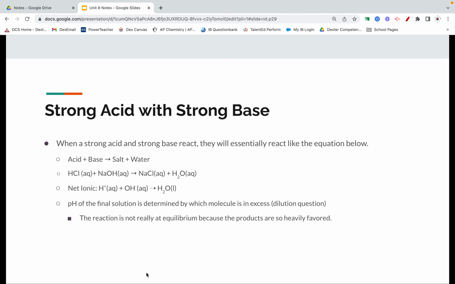pH is always determined by which one is in excess, so it becomes a dilution question. We're trying to find the pH of a strong acid, strong base reaction. Obviously, if they're equal, then it's neutral. More acid is going to have a low pH, more base is going to have a high pH. Technically it's at equilibrium, but not really, because the solutions so greatly favor the products.